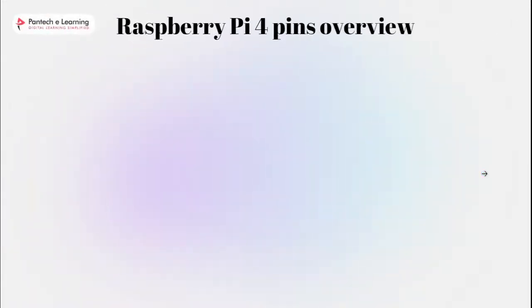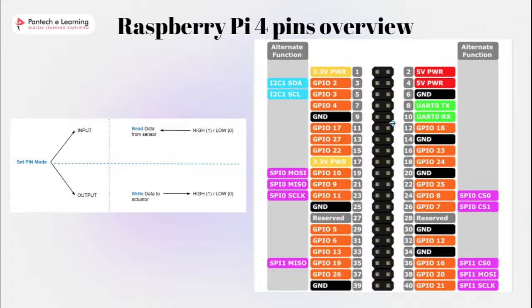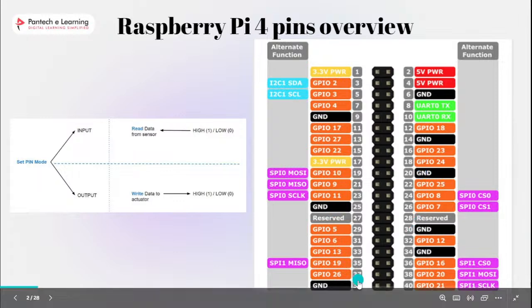So, Raspberry Pi 4 pins overview. Here is a complete overview with all the GPIOs and their primary function. Now let's break down each pin or group of pins and see what they can do. First, let's start with the ground pins. Here you can see 9, 6, 14, 20, 25, 30, 34 and 39. There are 8 ground pins, right?